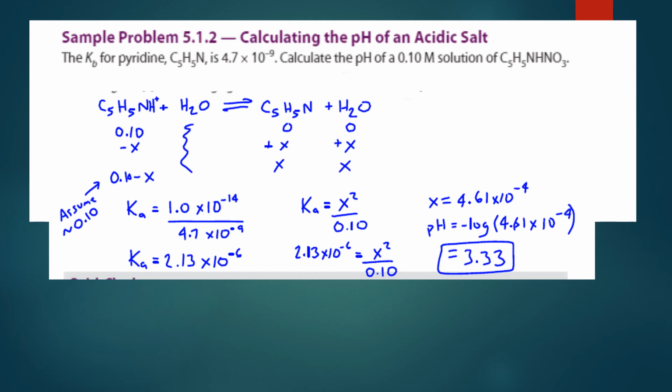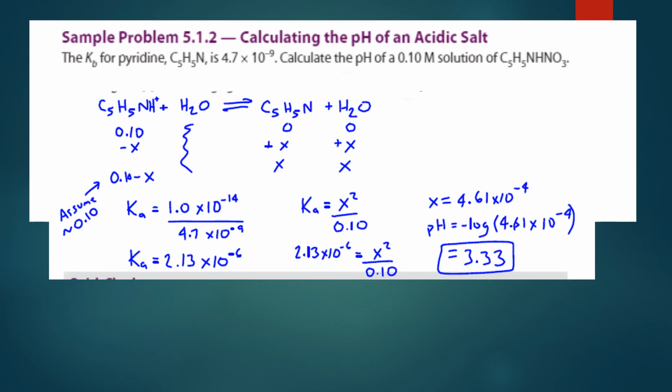So I've got C5H5NH plus mixed with H2O, and I get C5H5N plus H3O plus. So with this particular one, I'm writing down all of the stuff that I know to begin with. I have a 0.10 molar solution to begin with. I'm going to assume that I'm starting with 0 of the conjugate acid and the water. And with this one, I'm adding X to the right-hand side, subtracting X from the left-hand side. And at equilibrium, I get X, X, and 0.1 minus X. So I'm going to go ahead and plug those into my equation.